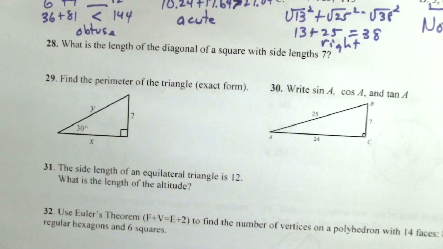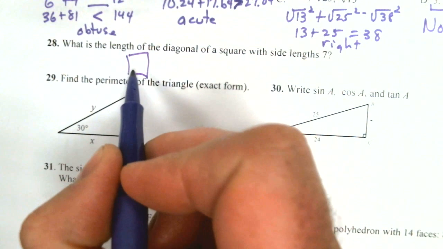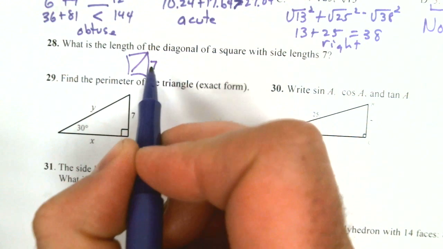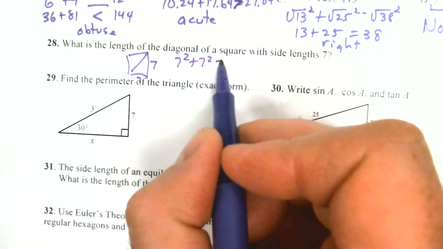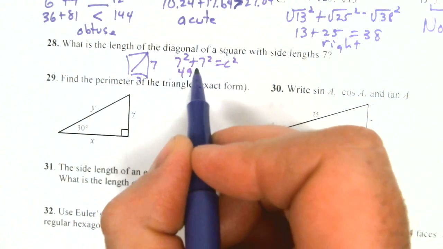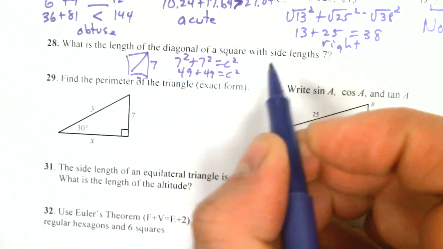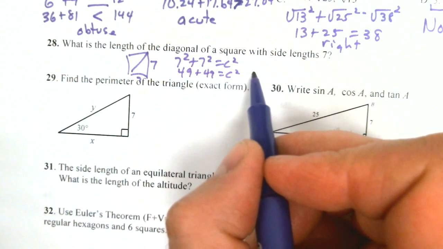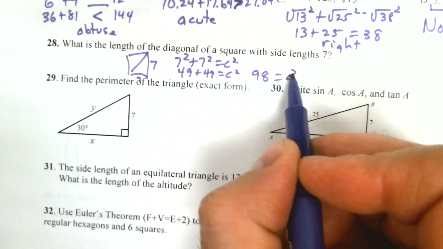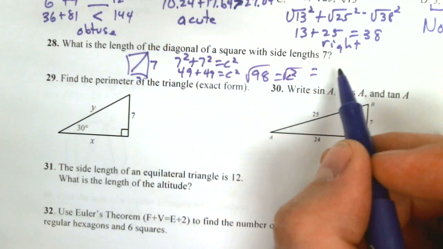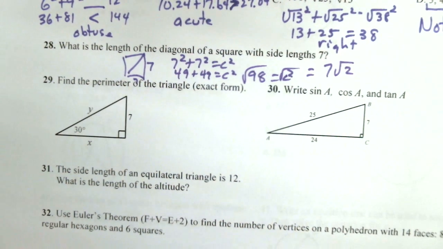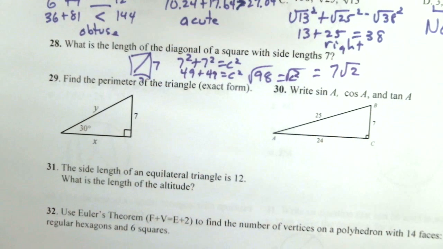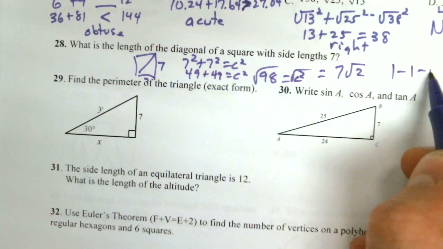For 28, what is the length of the diagonal of a square with side length 7? Well, we would say 7 squared plus 7 squared equals C squared. I get 49 plus 49 equals C squared. I get the square root of 98, which gives me 7 square roots of 2. It's also the 45-45-90 ratio of 1, 1, square root 2.